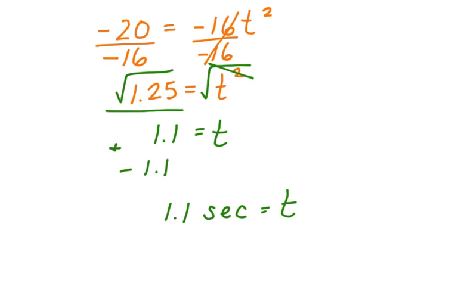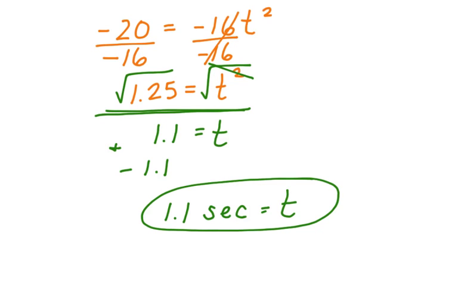Notice that in this step I have used a square root to solve a quadratic equation. Newton's theory is a quadratic equation, and by using square roots I was able to solve it for a time of 1.1 seconds.